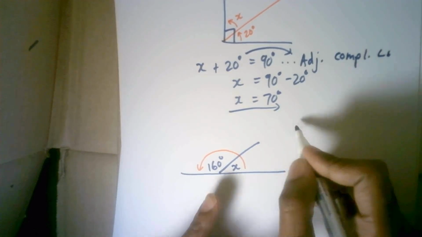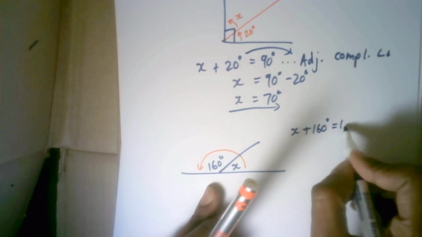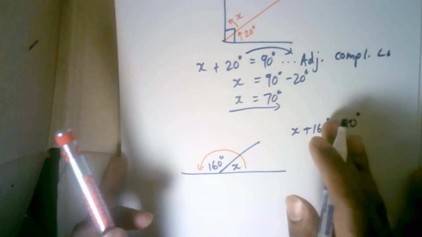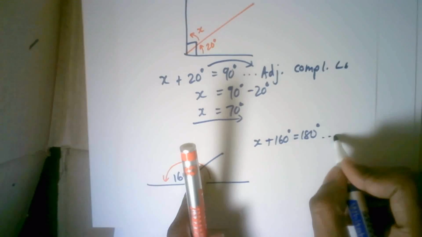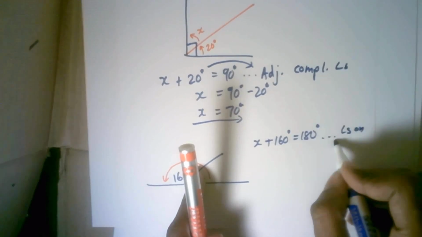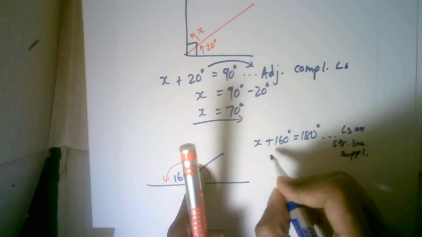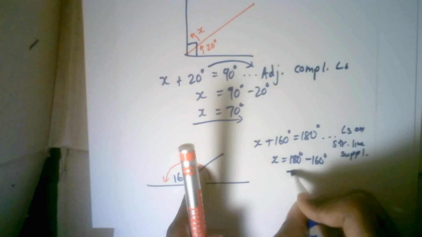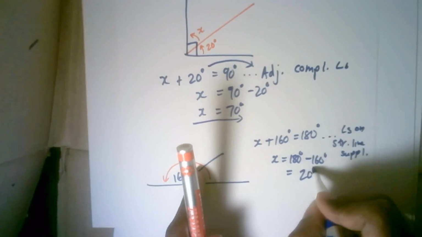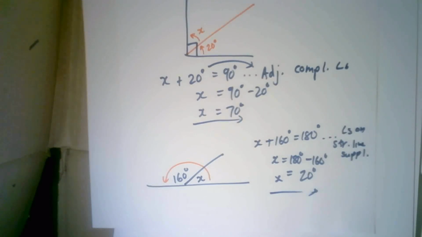So x plus 160 degrees is equal to 180 degrees. And the reason for that is angles on a straight line supplementary. So I have x is equal to 180 degrees minus 160 degrees. x is equal to 20 degrees. And this makes sense because 160 degrees plus 20 degrees gives you 180 degrees. That is the angle on a straight line.